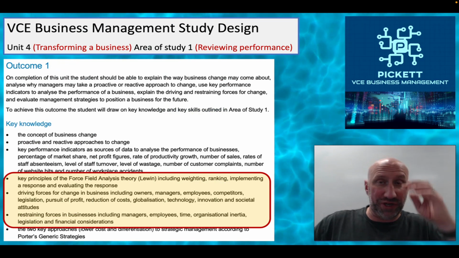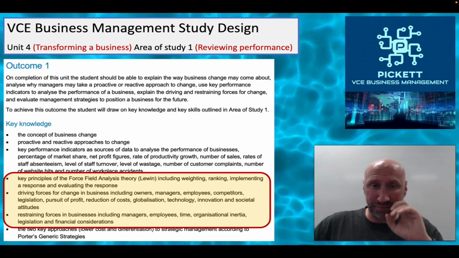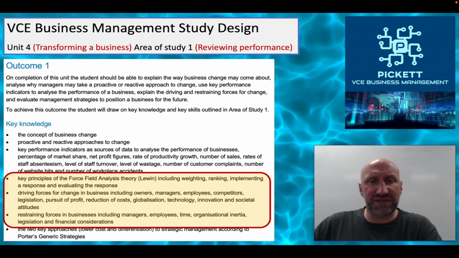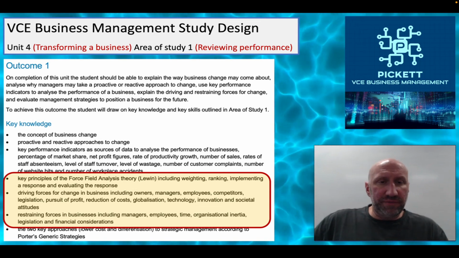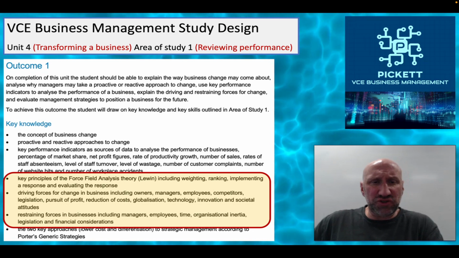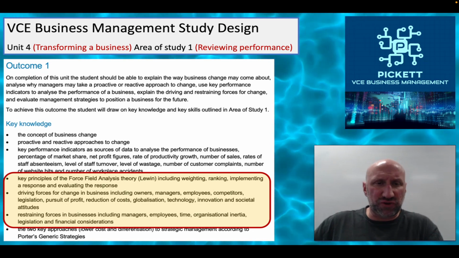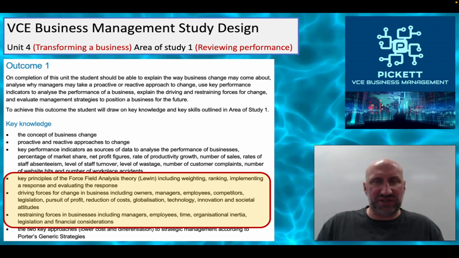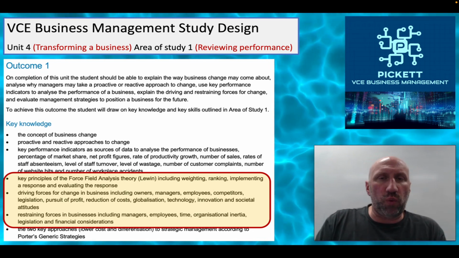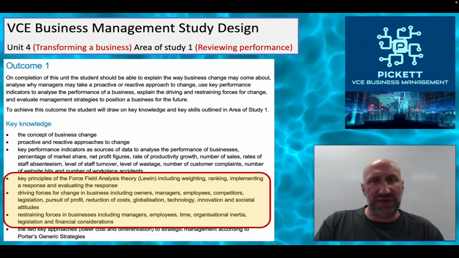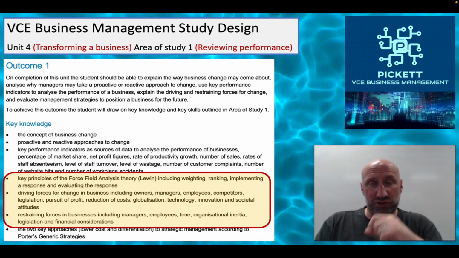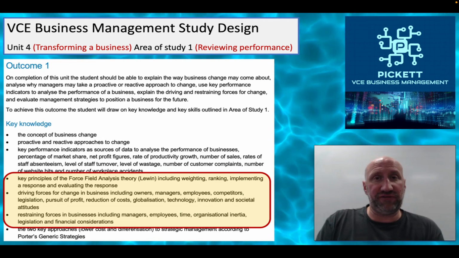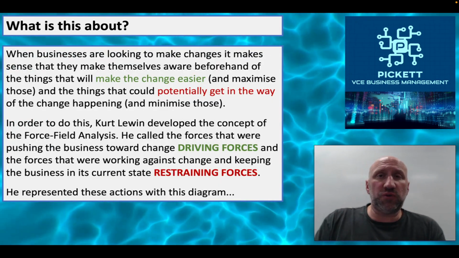And the reason we do this in the one video, see the first key knowledge dot point there says key principles of the force field analysis theory. And then it says driving forces and restraining forces. The driving forces and restraining forces are part of the theory. So it makes sense just to cover it all in one lump. So that's what we're going to do. And then that leaves us just one final key knowledge dot point to cover in the fourth and final video for the series. All right, so what is this all about?